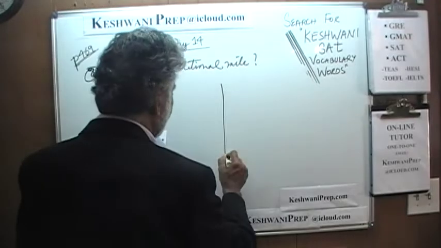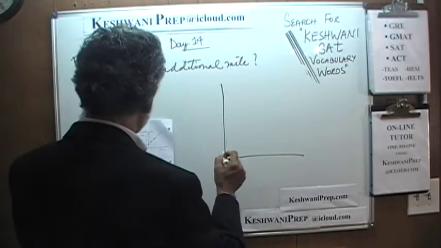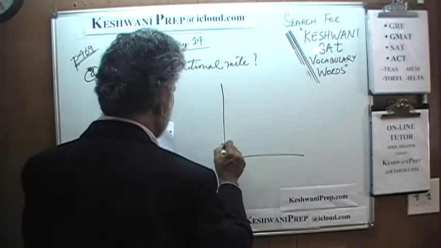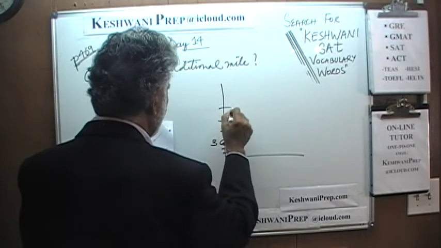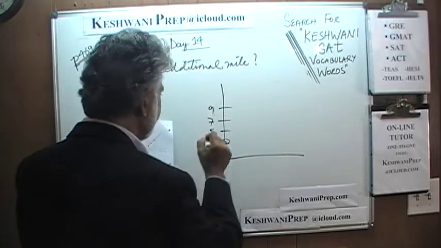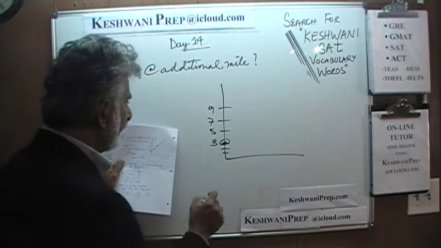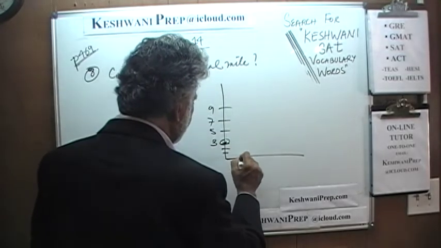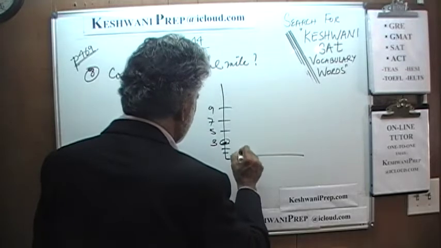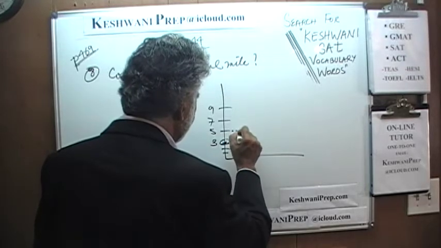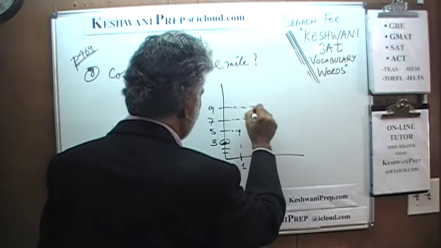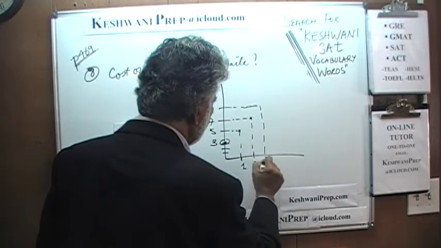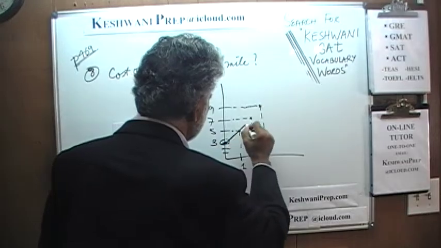And the graph looks something like this. It starts out at 3, and then it goes 3, 5, 7, 9. If you look at the graph carefully, you will find that it starts out at 3, and at the end of the first mile, the cost is $5. At the end of the second mile, it is $7. At the end of the third mile, it is $9, and so forth. The graph looks something like this.